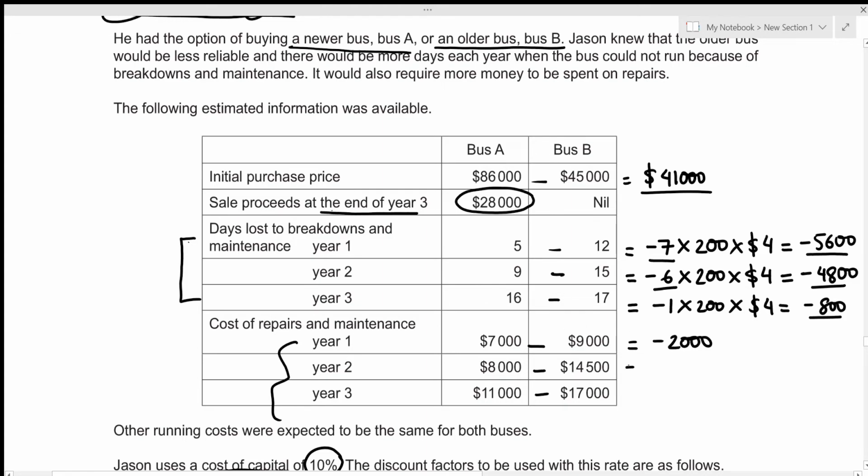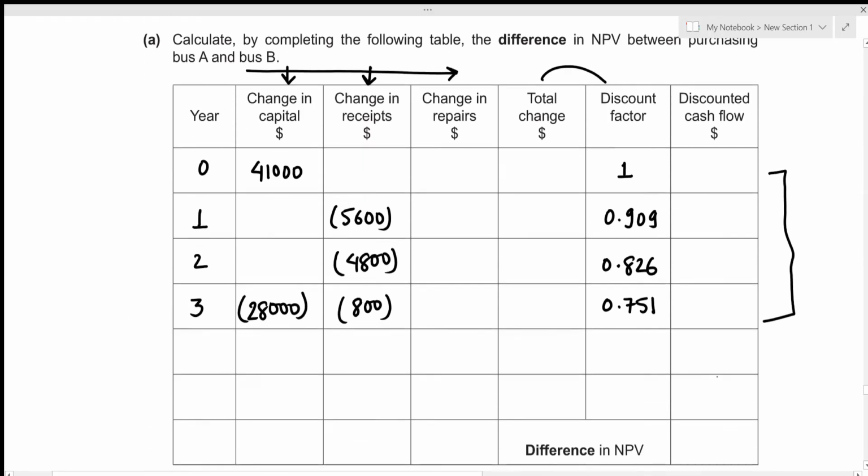For the second year, that's 8,000 minus 14,500, which results in -6,500. And for the third year, that's 11,000 minus 17,000, which results in negative 6,000. So we just have to record these three amounts of 2,000, 6,500, and 6,000 in year 1, 2, and 3 in our column for changes in repairs. Let's do that. Again, remember that all three amounts are negative values, so we need to record them in brackets. So that's 2,000, 6,500, and 6,000.